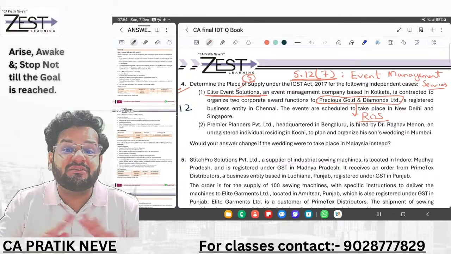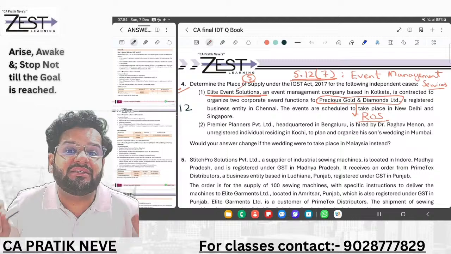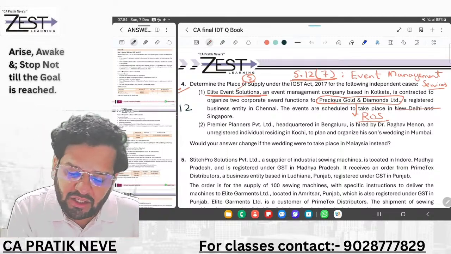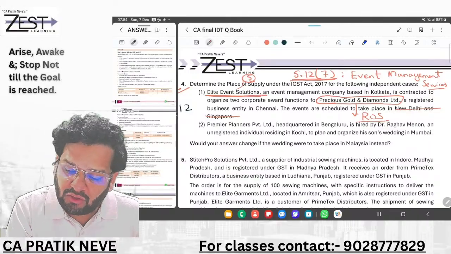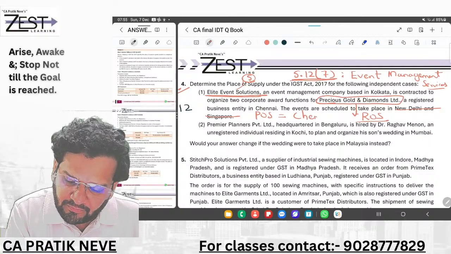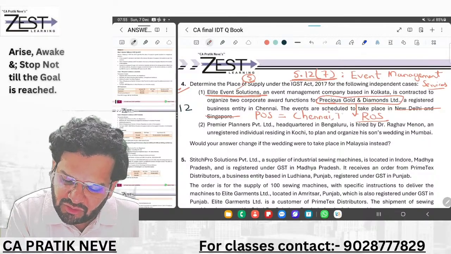Irrespective of where the event is held, it doesn't matter that the event will be held in New Delhi or Singapore. The place of supply is going to be Chennai. Do you agree? It's going to be Chennai.